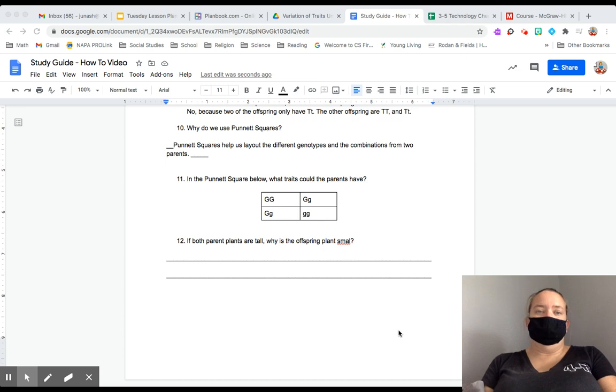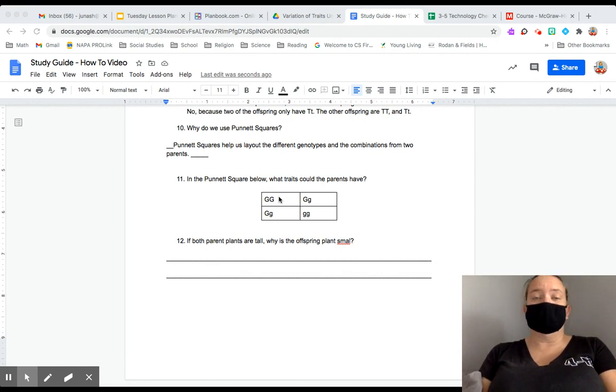All right, we are back with questions 11 and 12. I did find an error in the study guide for number 11 with the layout of the letters. So please double check that you have the correct letters. The first box would be a big G. The box below it is big G, little g. Next side, it would be big G, little g. And finally, the last box is little g, little g.